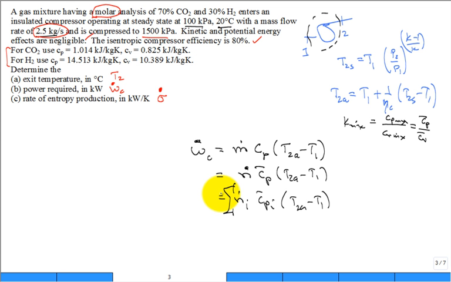Let's say you solved for part A and part B. How do I calculate sigma dot? All right. Well, where did this equation come from? I did a control volume analysis around the compressor. I did the first law of thermodynamics. Now I'm going to use the same control volume. I'm going to do the second law. What is the equation that will come out?